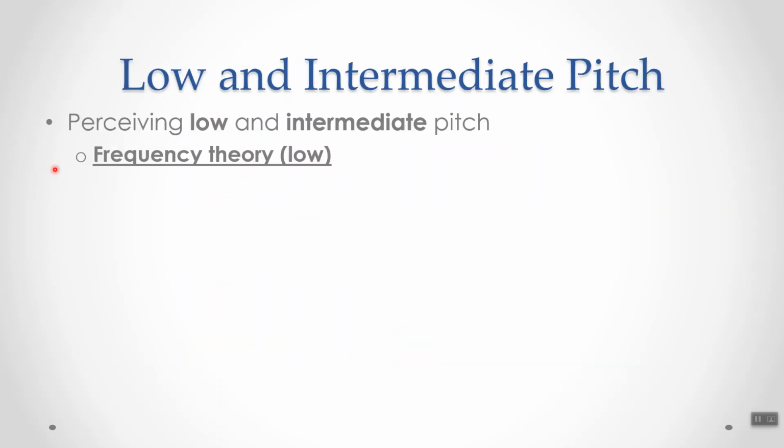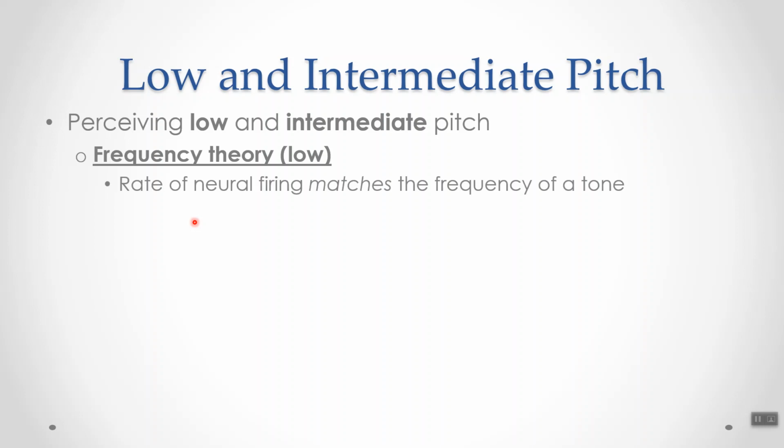So just like with color vision, we have a couple of different theories for hearing high, low, and intermediate pitch, okay? So we just saw place theory. So think about place. Place theory tells you there's a certain place in the cochlea that can tell us that high-pitched sounds are being heard. So now we have frequency theory, which tells us something about low pitch sounds.